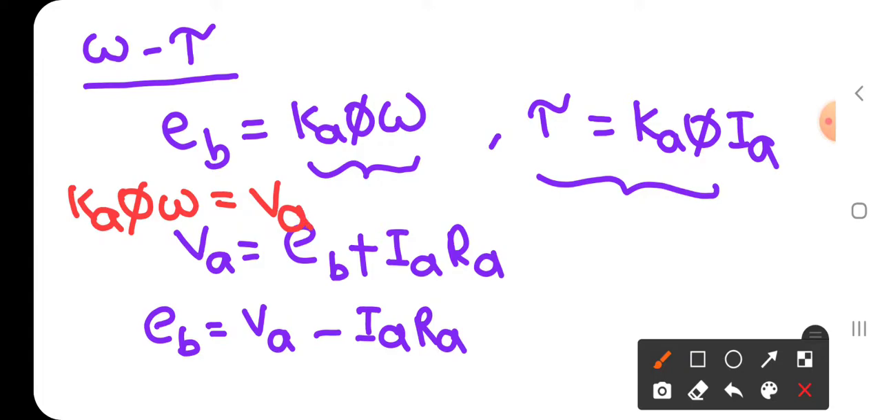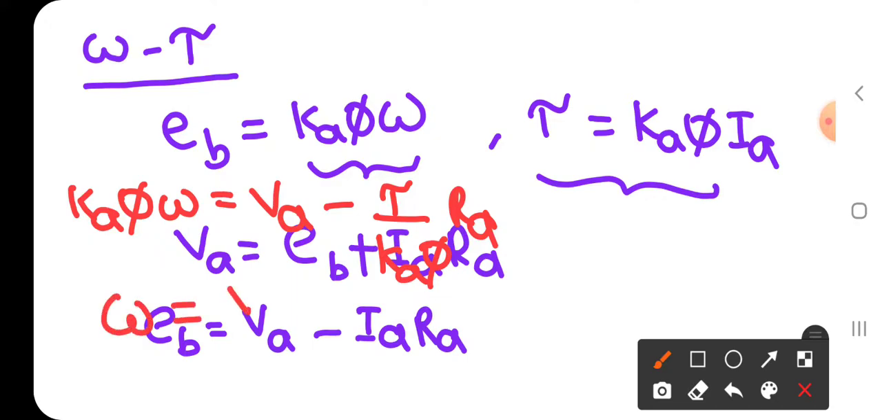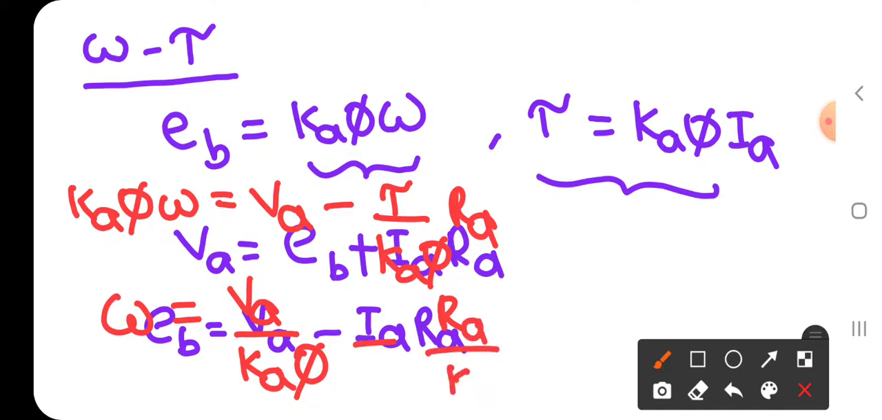Va minus Ia, in the sense torque tau by Ka phi, into Ra. Or you can rearrange this equation as omega is equal to Va by Ka phi minus Ra by Ka phi whole square into torque.